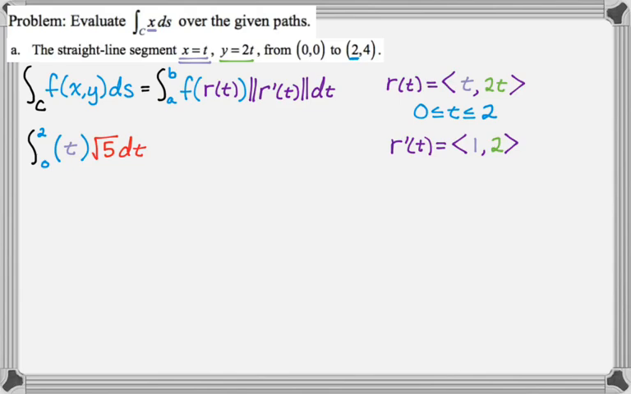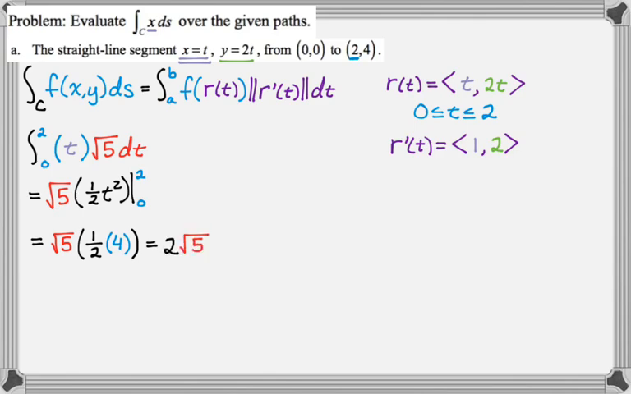I'm going to pull out the radical 5. I'm going to reverse the power rule, so plus 1 times reciprocal. And then I'm going to evaluate from 0 to 2. When you plug in 2, you get something. When you plug in 0, you get nothing. So it's going to be 1/2 times 4. And then that's just going to give me 2 root 5. All right, so this particular scalar line integral is 2 root 5.